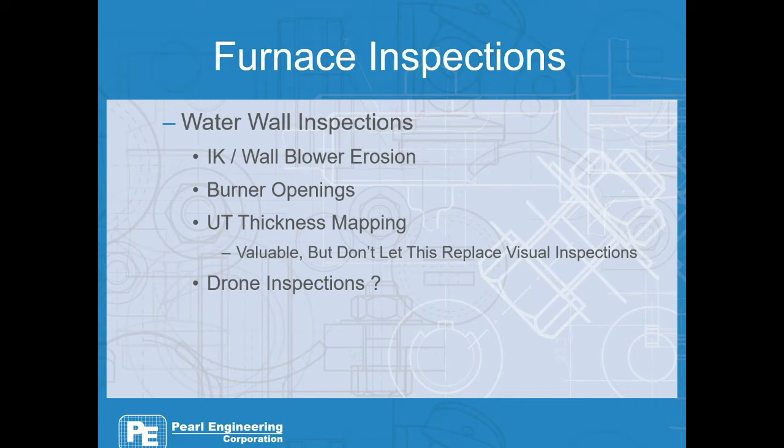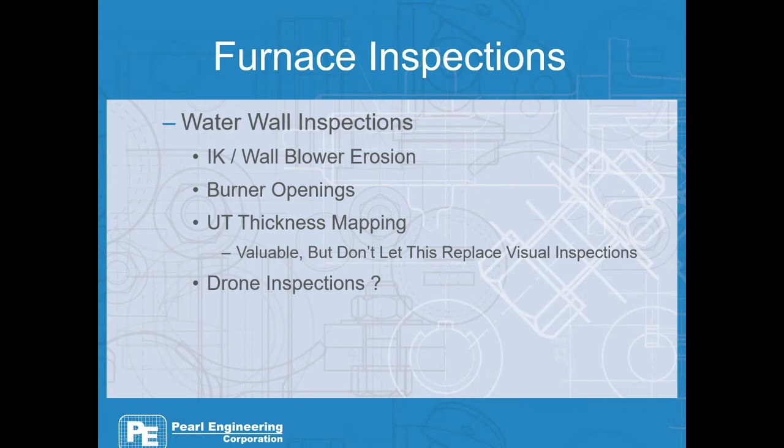The primary thing to look at during a furnace inspection, besides your burners, is your water walls. If you have IK wall blowers, you need to look for erosion. If you have new hydrojets or water cannons, and especially if they're new to your facility, you should look for any sort of cracking or embrittlement. Your burner openings are exposed to more erosion because of the eddies and the strange combustion aspects, which can lead to some corrosion around the tube ends.